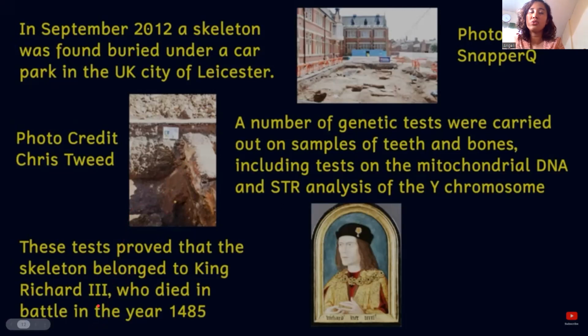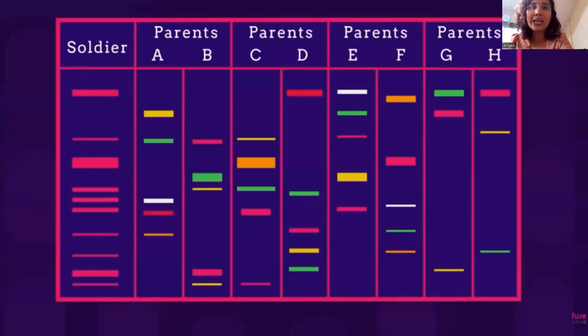So that is very important in the history of the UK. He died in the battle in 1485. So suddenly his body was found under a car park. It was identified that it was King Richard III all along. So the body was really old, from 1485. Amazing. So here is another example. There was a fatality.